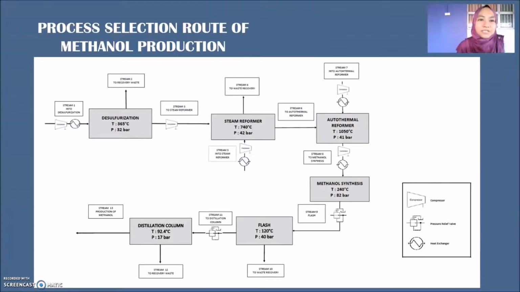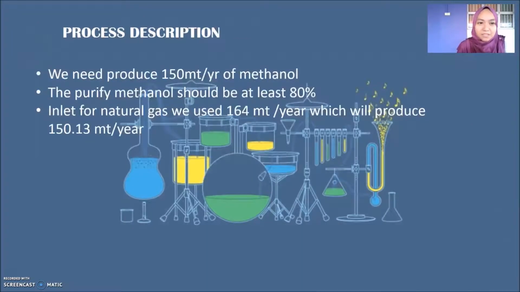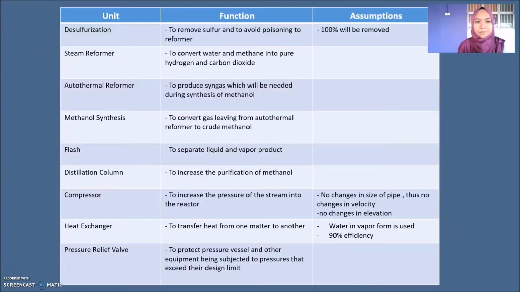Okay, this is our process selection route of methanol production. The process description is we need to produce 150 metric ton per year of methanol. The purified methanol should be at least 80%. Inlet for natural gas we use 164 million ton per year, which will produce 150.13 million ton per year.